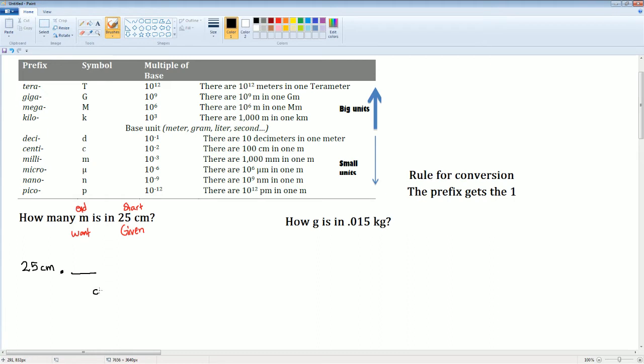Should centimeters be down here or up here? It should be down here, because once we multiply, the units can cancel. That is why the centimeter should be on the bottom. On top is the meters, because we have a conversion between centimeters and meters. This is what I refer to as the conversion rate.